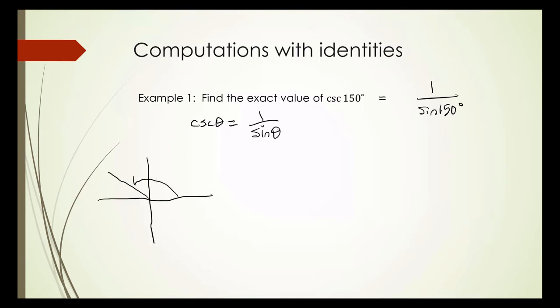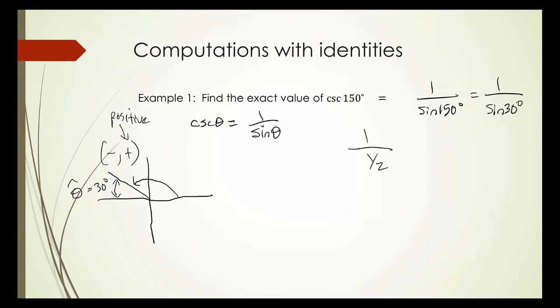And 150 degrees is just short of 180 degrees by 30 degrees. So our reference angle is 30 degrees. Notice too that in quadrant 2, although I have negative for x, I have positive for y. And the y values correspond with sine. Sine of 150 degrees is exactly the same as sine of 30 degrees, using that reference angle relationship. Now I have to remember that sine of 30 degrees is 1/2.